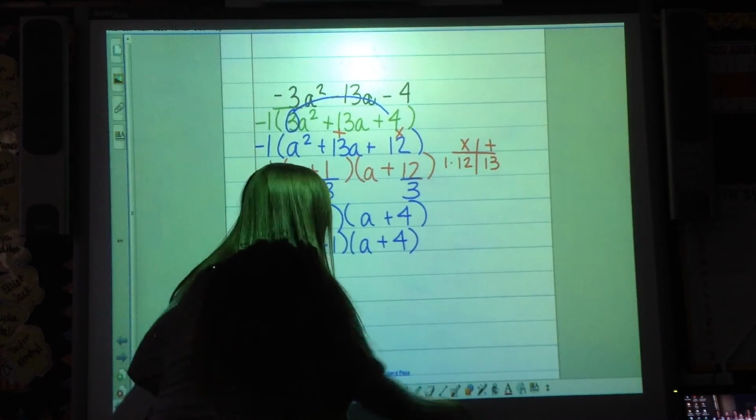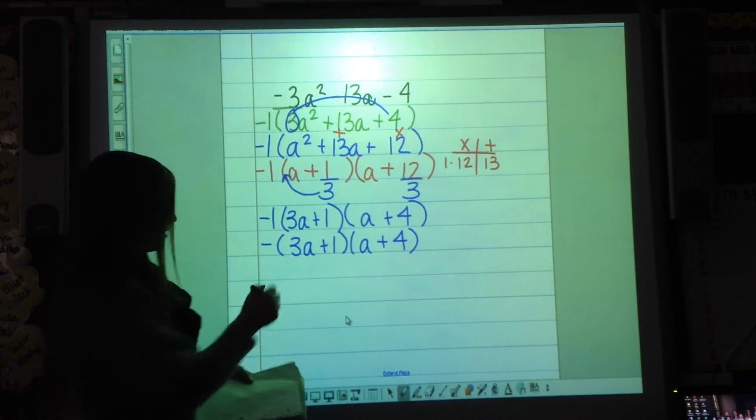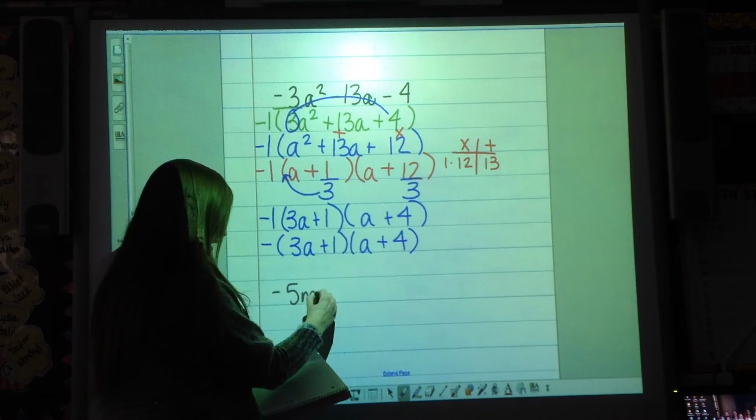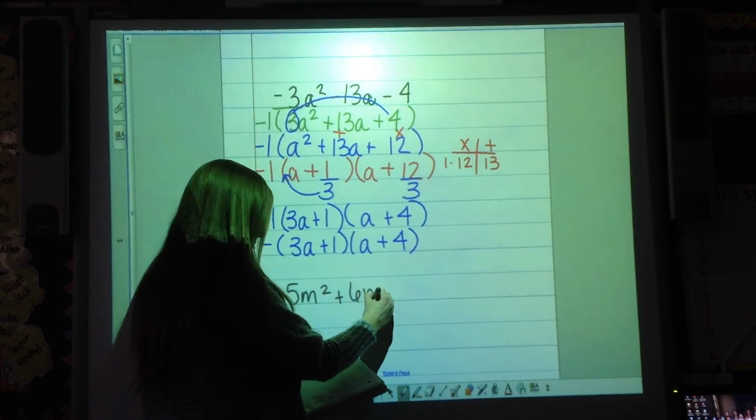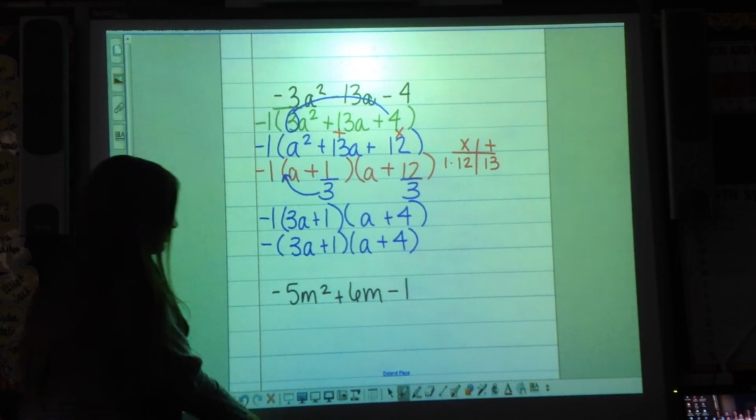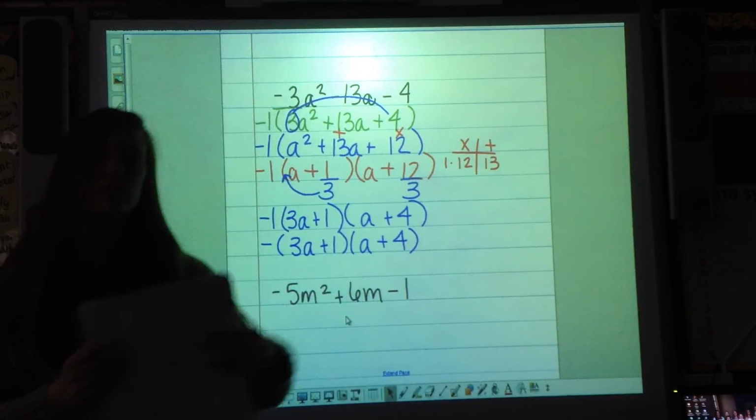Okay. Let's see if you can do negative 5m squared plus 6m minus 1. Give it your best shot. Make sure you write down any questions that you may have.